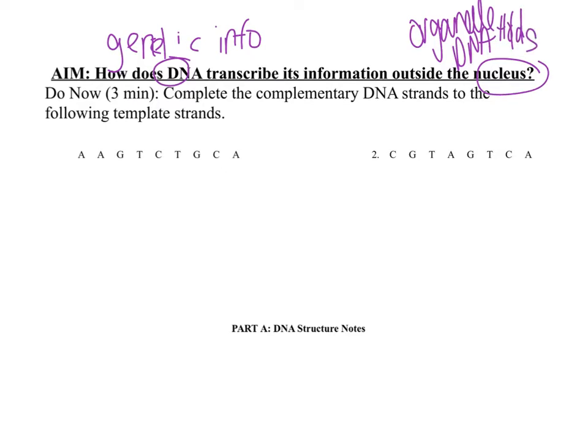Now, for the do now, it's asking you to complete the complementary DNA strands to the following DNA sequences. So they gave us two. With the first one here, we can see that we have AAG, TCT, and GCA. If you notice, I kind of read it in groups of 3, and I definitely did that on purpose. I read it in codon, okay? So if I were to read number 2 as a codon, I would read it as CGT, AGT, and CA because there is not a third base there.